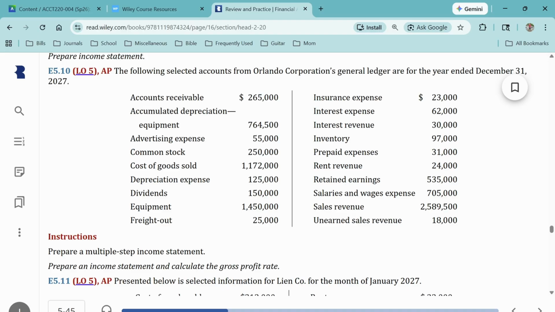Usually when you see sales revenue, that's gross. Then you've got to subtract the sales returns and allowances to get the net. But if you don't see sales returns and allowances, sales discounts, then the gross and the net are the same thing. Does that make sense?